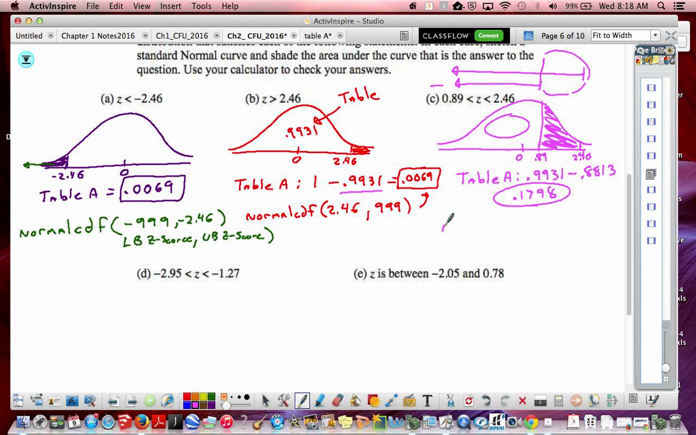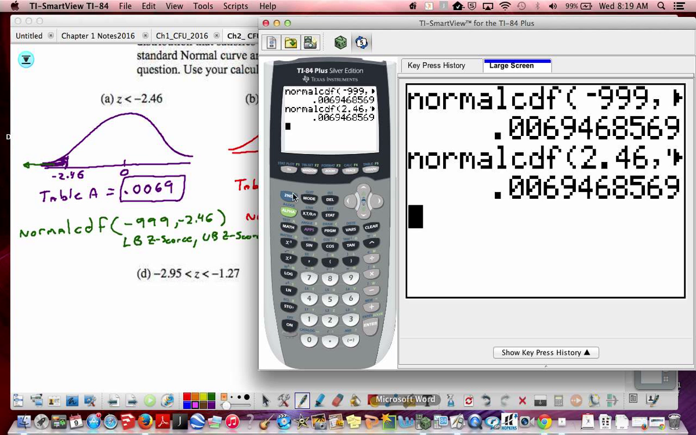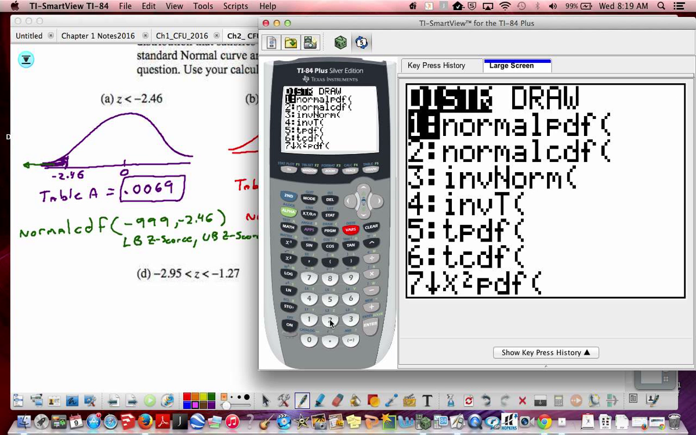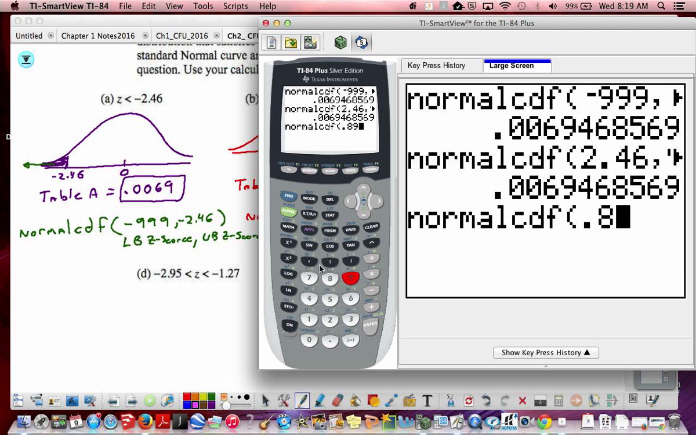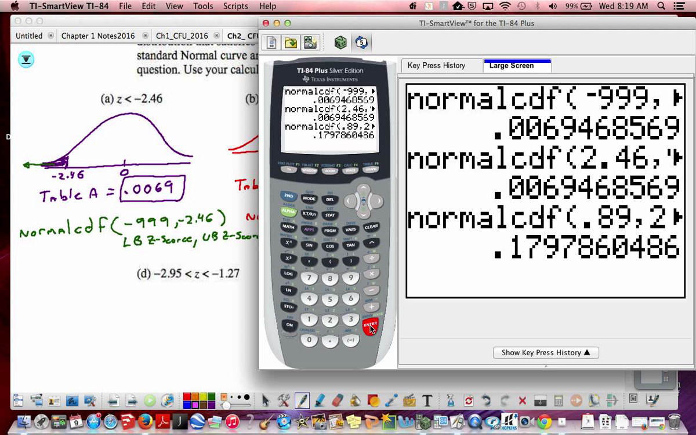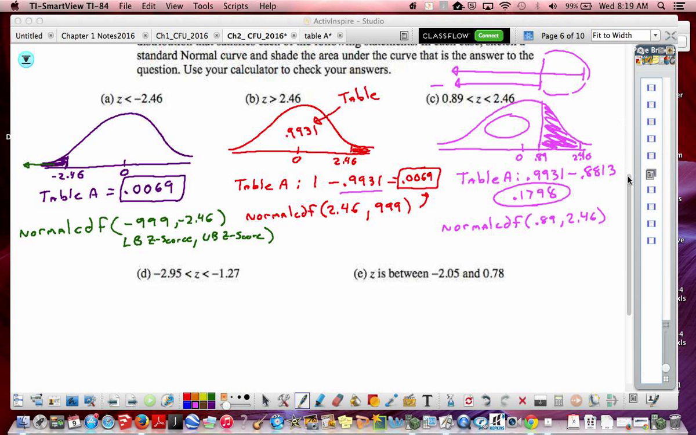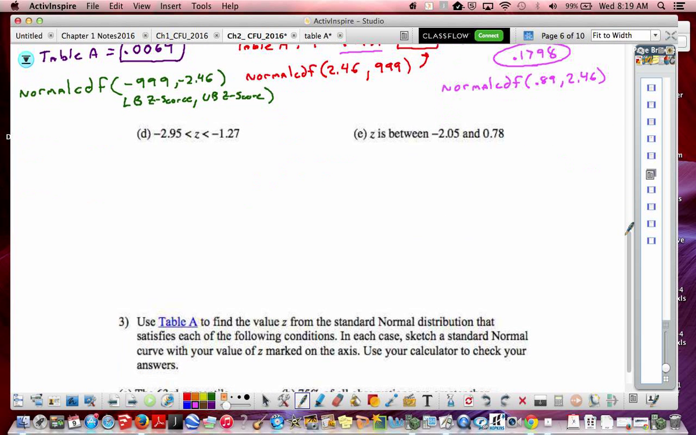Now here's where normal CDF is actually a little bit easier. If I go normal CDF, my lower bound is 0.89, my upper bound is 2.46. So, calculator time: second bars, normal CDF number 2, 0.89, comma, 2.46, lower bound, upper bound. Check it out, 0.179, and if we round, 8, which is exactly the same answer that we have. All right, continuing on. The last two are just more of the same.